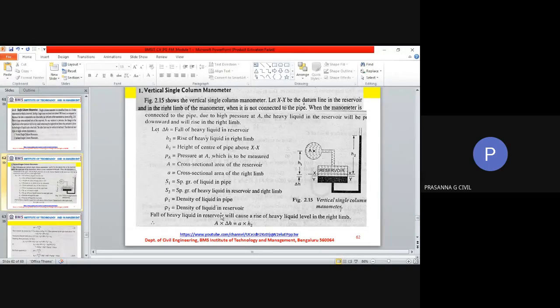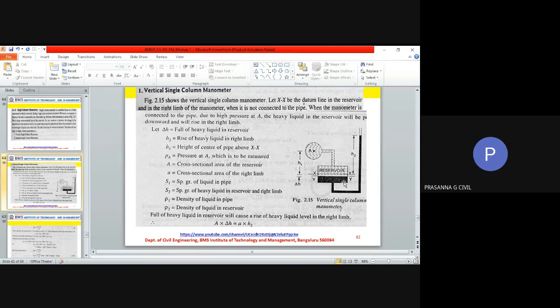Now, the fall of heavy liquid in the reservoir will cause a rise of liquid in the right limb. A small fall, but it rises high in the other tube, and that height is given by H2, the rise above the same datum line because of this small fall. Because the area is large there, delta H is small, but because the liquid is entering a very thin tube, H2 is so high. Now we are balancing the fall in the reservoir with the gain in the tube.